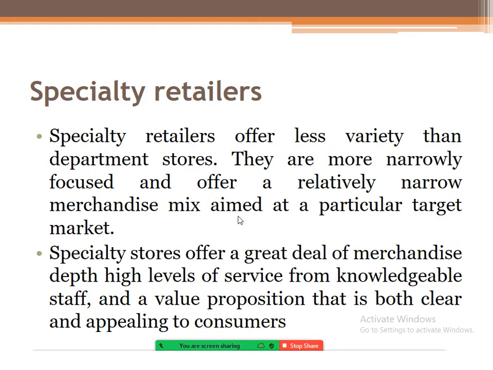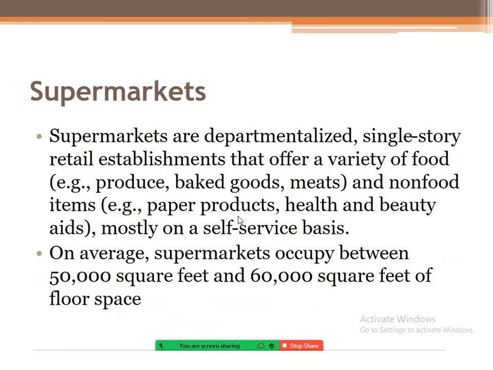In some countries, local companies operate these stores, like in Japan, for example. The giant Aeon Group runs Laura Ashley and The Body Shop stores, and has a joint venture with Sports Authority. So these are specialty stores. Then next are supermarkets. Supermarkets are departmentalized, single-story retail establishments that offer a variety of food, that is, produce, baked goods, meats, and so on. Also some non-food items like paper products, health and beauty aids, etc.